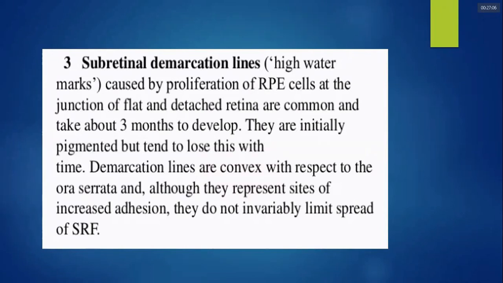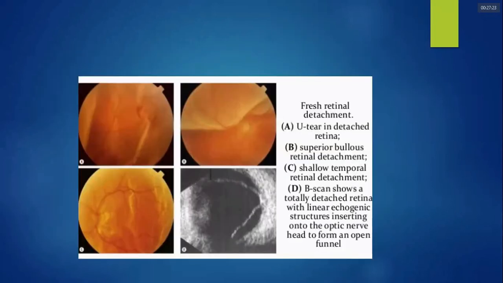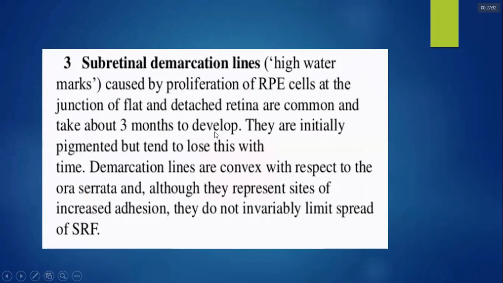They are initially pigmented but tend to lose this. Demarcation lines are convex with respect to the ora serrata, and they represent the site of increased adhesions. They do not invariably limit the spread of subretinal fluid. So these are the demarcation lines. They are always convex with the ora serrata, and they are a landmark which does not allow the fluid to spread further.